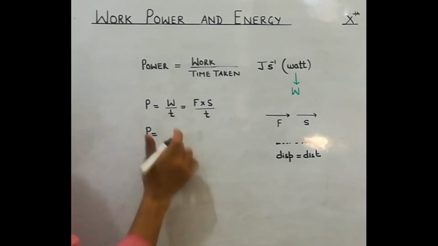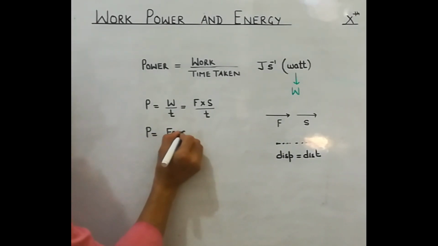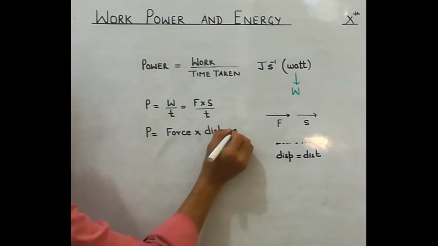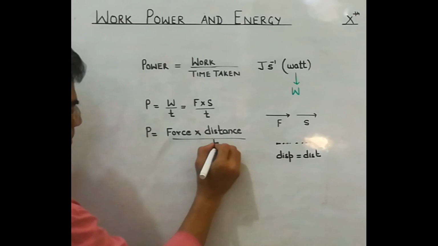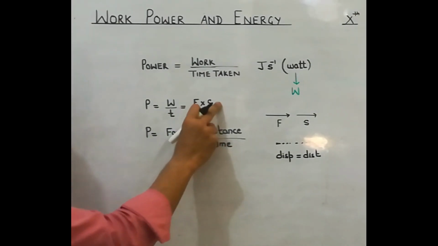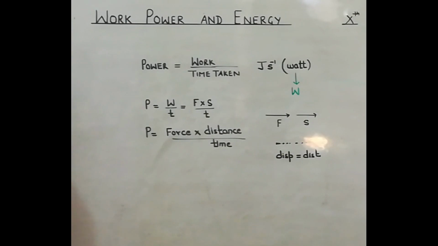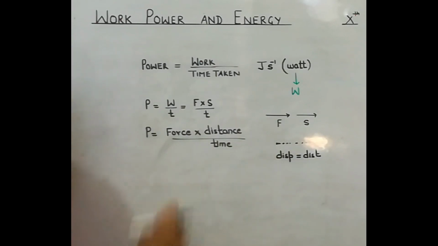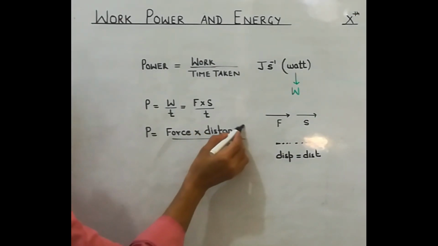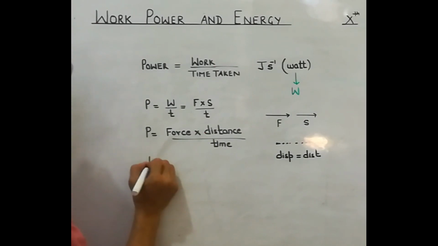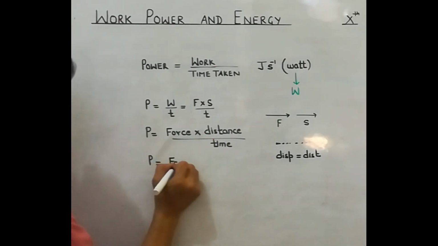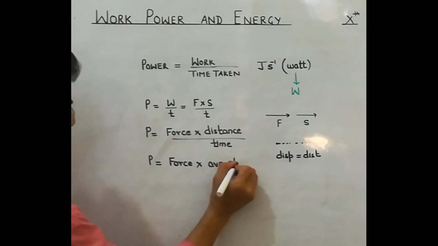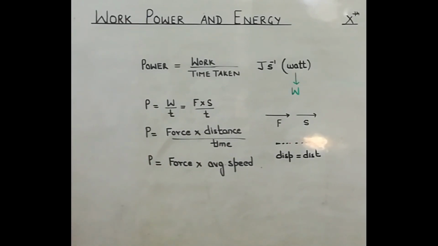Power is equal to force into distance upon time. In place of displacement, you can also write distance. And why? Because the body is moving in a straight line path, so distance and displacement will be the same. And we know that distance upon time is called average speed. This is the second formula for power.